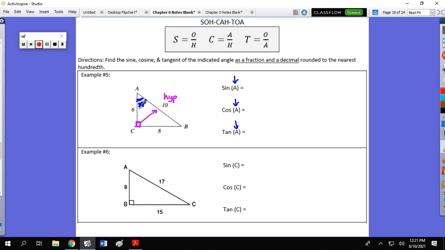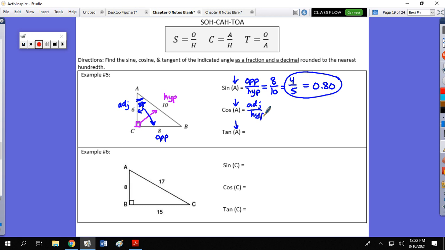So we're working with angle A, which means we go across the triangle. The 8 is our opposite. We go next to angle A. 6 is our adjacent. So the sine of angle A would be opposite over hypotenuse, which would be 8 over 10, which reduces to 4/5 and is equal to 0.80. Cosine is adjacent over hypotenuse, cah, C-A-H. So that would be 6 over 10, which reduces to 3/5 or 0.60.